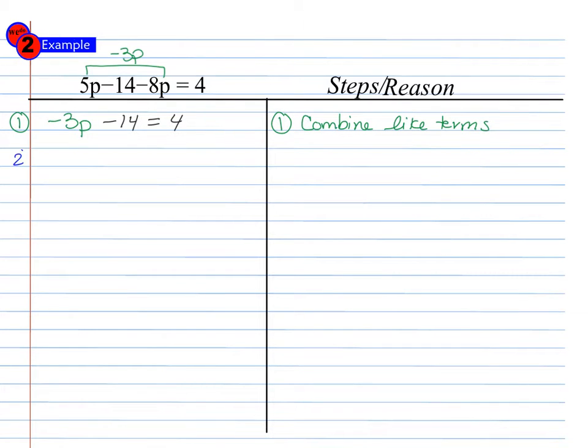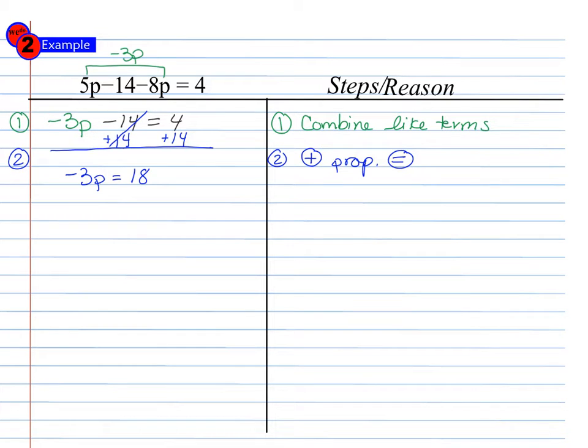Step 2. I need to isolate the variable. So my next thing is I need to move that -14 to the right side. And the way I'm going to do that is by adding its opposite because I need to get a 0. That's the only way to move it. So if I did it on the left side, I need to do it to the right side. That means now I'm going to have 3p is equal to 18. And what I did, I used the addition property of equality again.